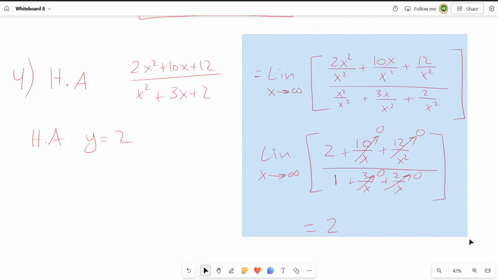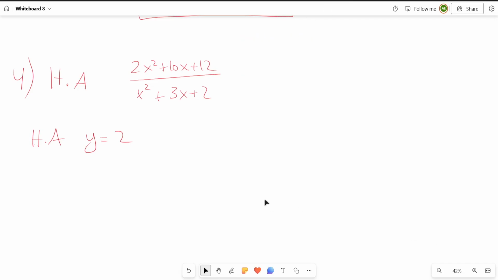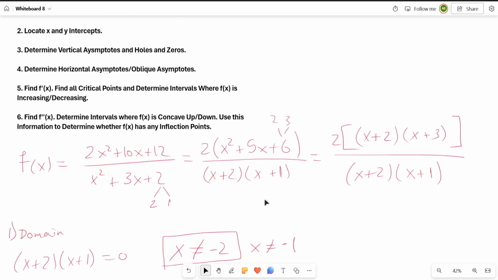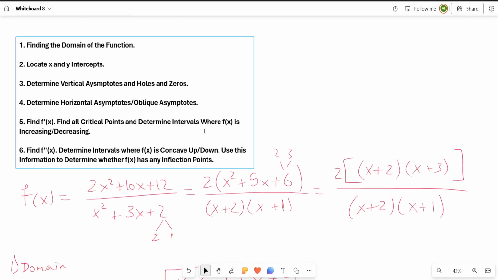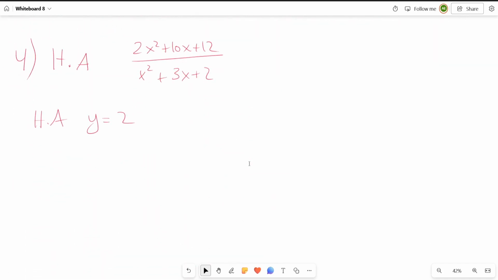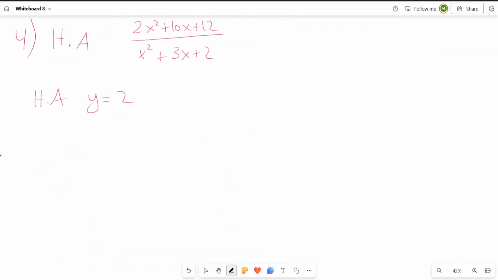Now I found my horizontal asymptote. Let's see what is the next step. The next step is finding f dash of x, finding all critical points and determining intervals where f of x is increasing or decreasing. Okay, so let's differentiate this function. So part 5, if this is f of x, let's get f dash of x.